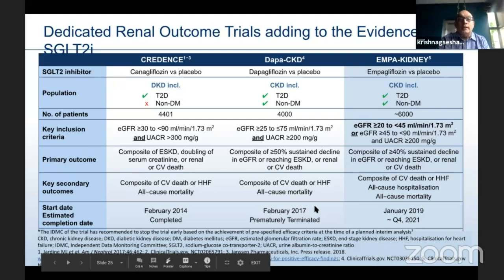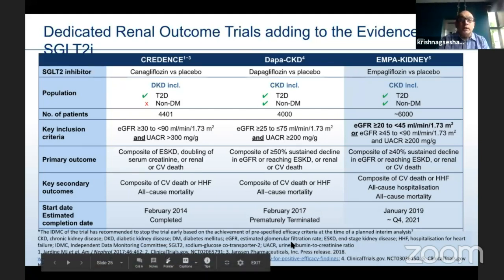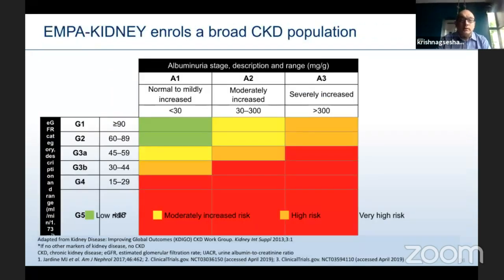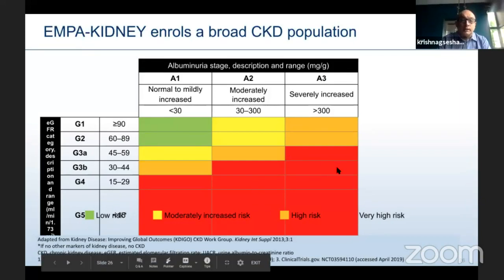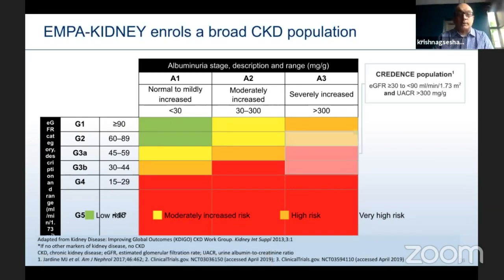So this is looking at dedicated renal outcome trials in addition to the SGLT2 inhibitors. And you will notice that CREDENCE and DAPA-CKD, the populations were slightly different. But the important thing to remember is that in terms of heart failure and renal failure, as a class, these drugs do amazingly well. Remember that EMPA-KIDNEY looked at a broader population than CREDENCE itself, but it is interesting to see that across the spectrum there seems to be benefit.